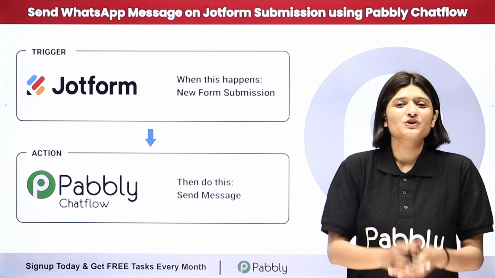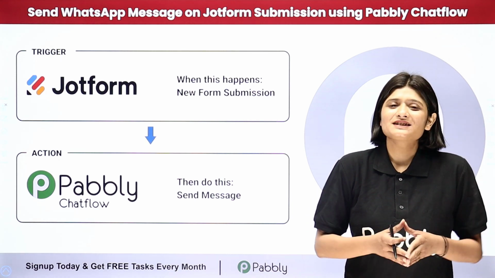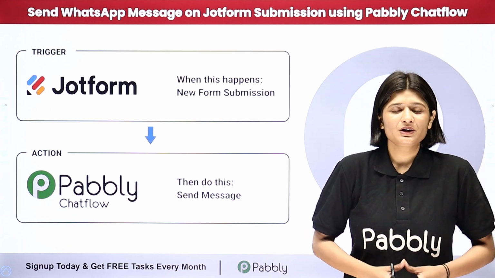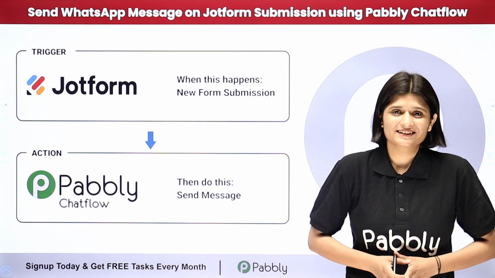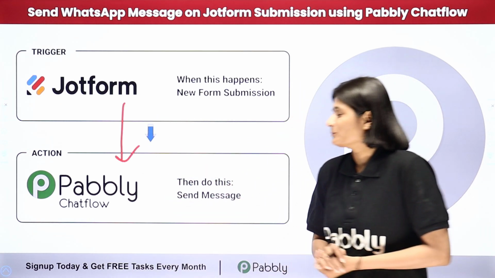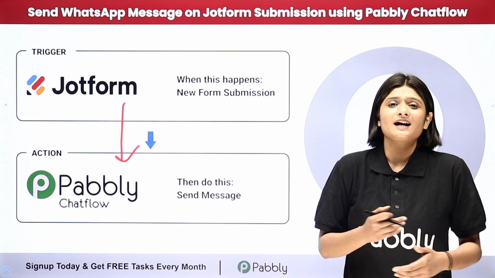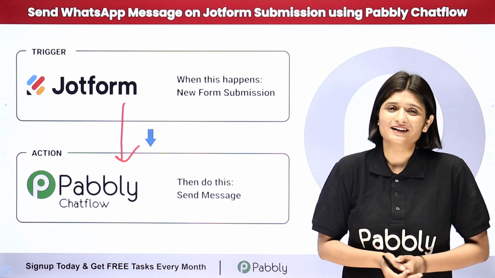process, and to do this automation, I am going to use Pabbly Connect. So Pabbly Connect is an amazing automation and integration software which requires no coding or programming skills. Here I just need to build connection between JotForm and Pabbly Chatflow. So Pabbly Chatflow is a newly launched application of Pabbly which helps us send automated WhatsApp messages to our customer.